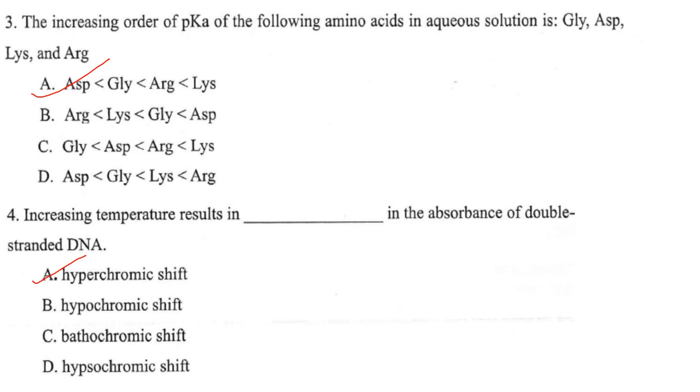Hypochromic shift is just the opposite of that. That is, it describes the decrease in the absorbance of UV light in the double-stranded DNA compared to the single-stranded form. Bathochromic shift is an effect due to which the absorption maxima is shifted towards a larger wavelength by a change of the polarity of the solvent. And hypsochromic shift is the change in the spectral band position in the absorption, reflectance, transmittance or emission spectrum of a molecule to a shorter wavelength. So increase in temperature results in hyperchromic shift.